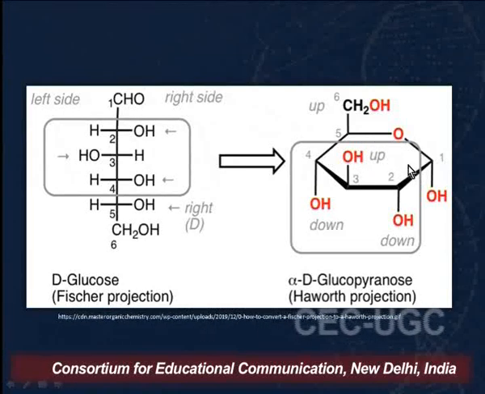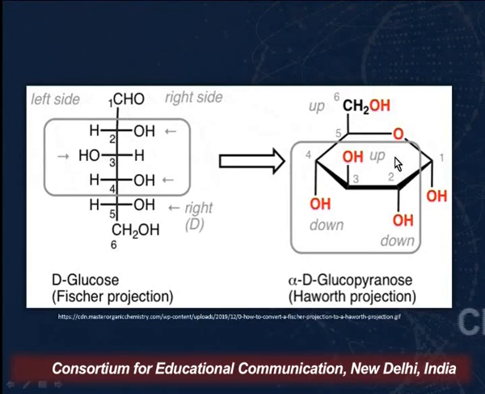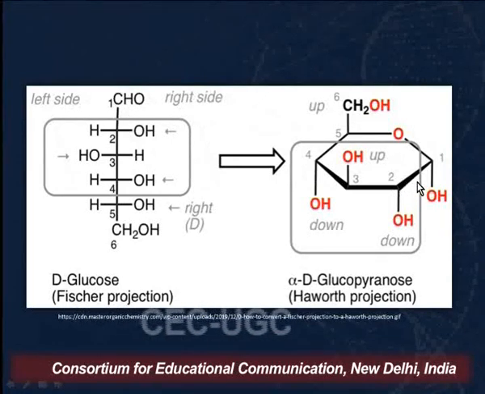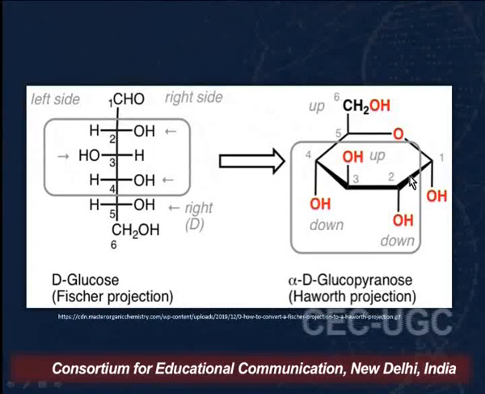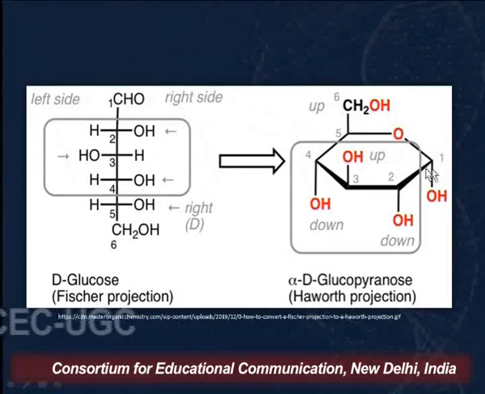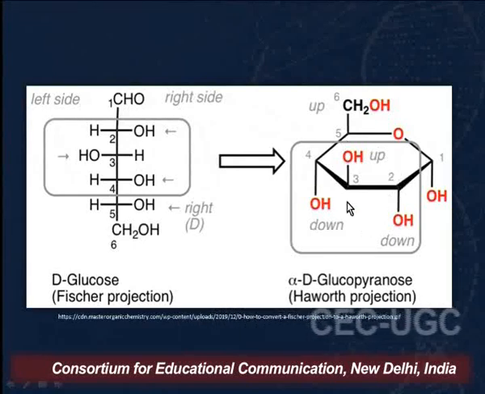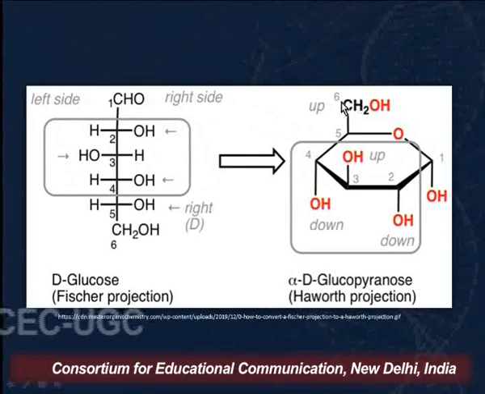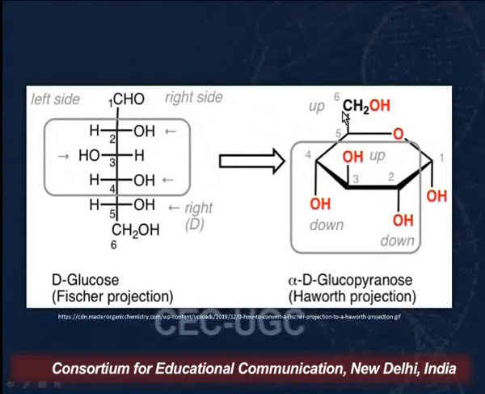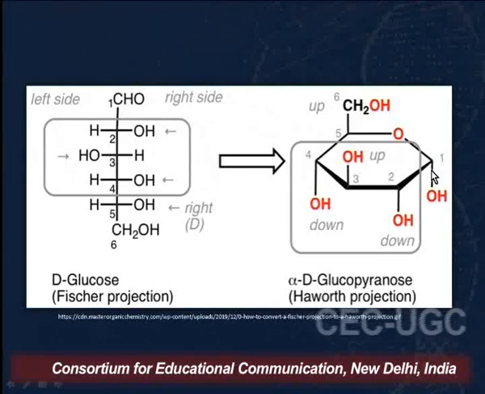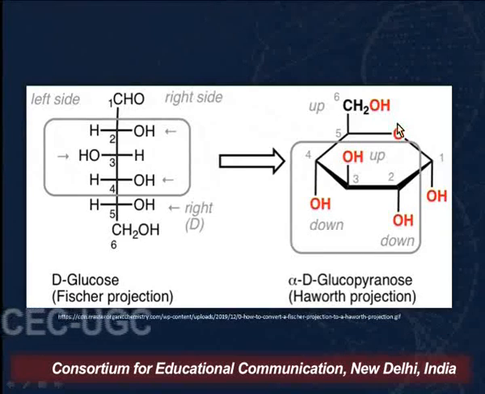Now, if you have to make the structure for beta D glucopyranose, you know this is alpha. So what is the difference between alpha and beta? In beta, only the orientation of the OH at the first carbon is different. At the rest of the carbons, the orientation or configuration of the groups is the same. So the whole of the molecule will stay like this. Only at the first carbon, the OH will be at the top of the ring. So this is how you'll convert.